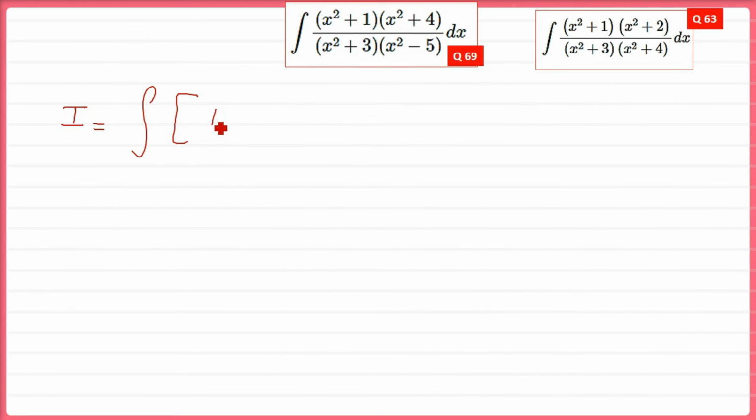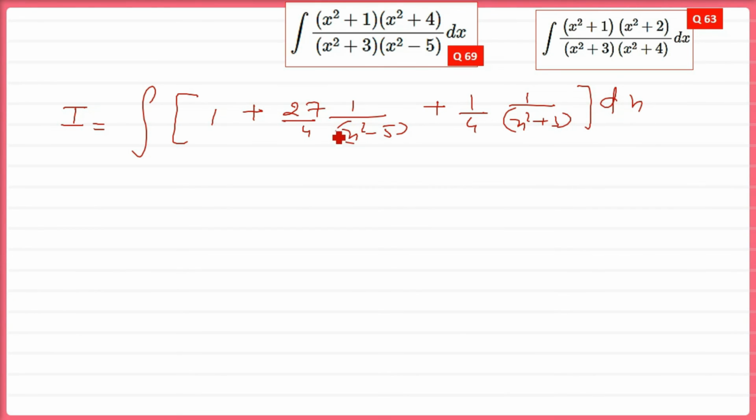So let me write the final thing. I hope you understood everything. So 1 plus 27 by 4, which I just computed, and 1 divided by x square minus 5 in the denominator, plus 1 by 4 and 1 by x square plus 3. And we have to integrate with respect to dx here. Integration of 1 will be x. This will be 27 by 4.